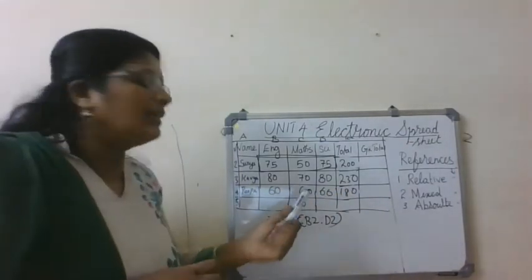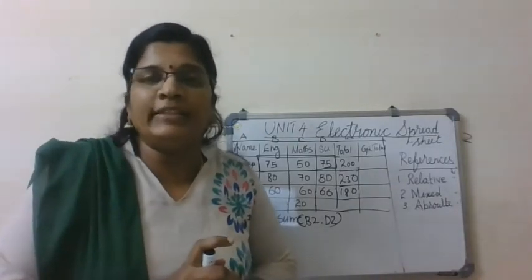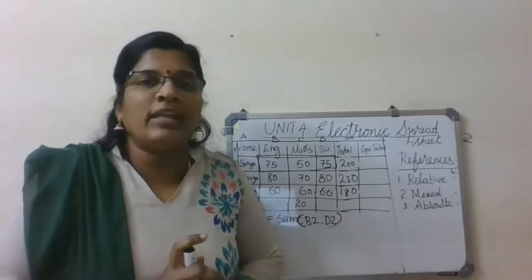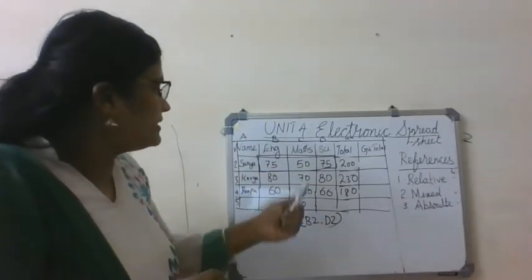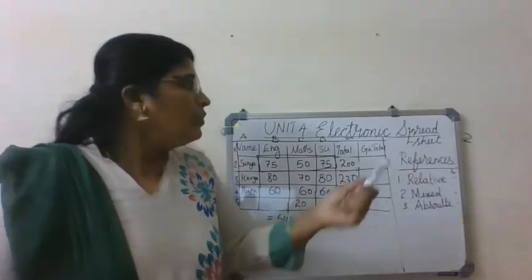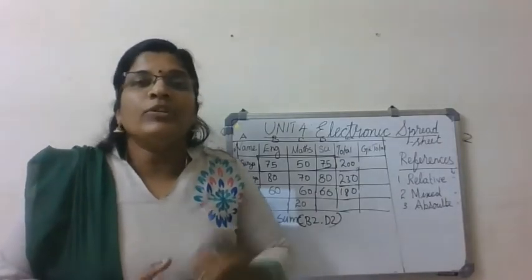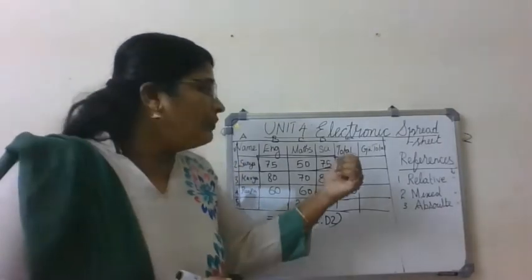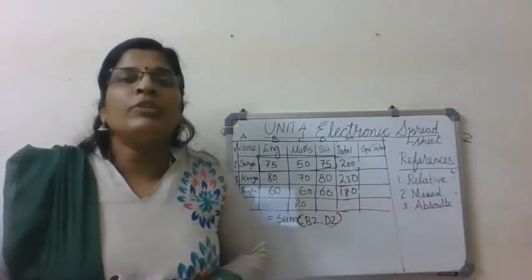So this is the grace mark. The grace mark should be displayed in the table so that everyone can understand. The grace mark is entered in cell C5. So this is called grand total. In the grand total, along with the total, I have to add this 20 marks.